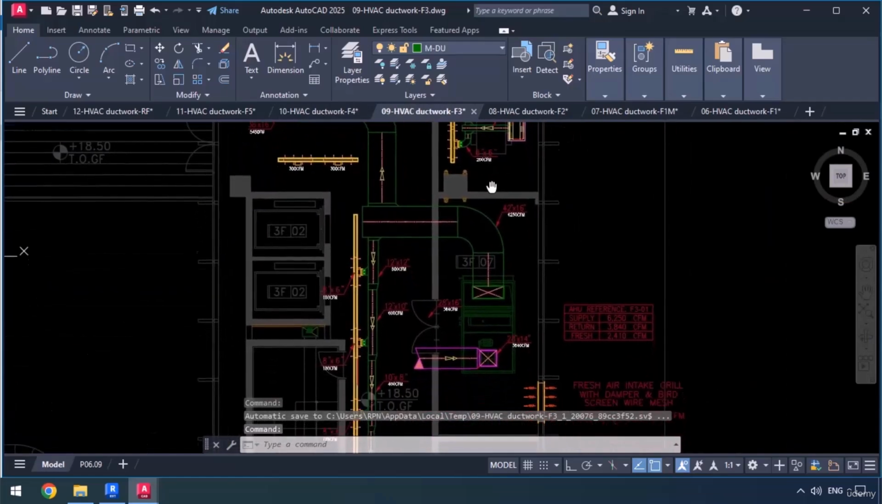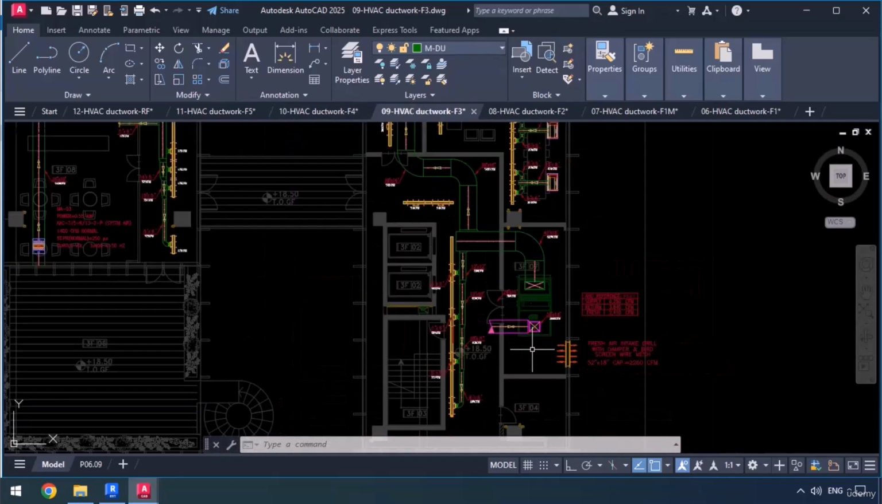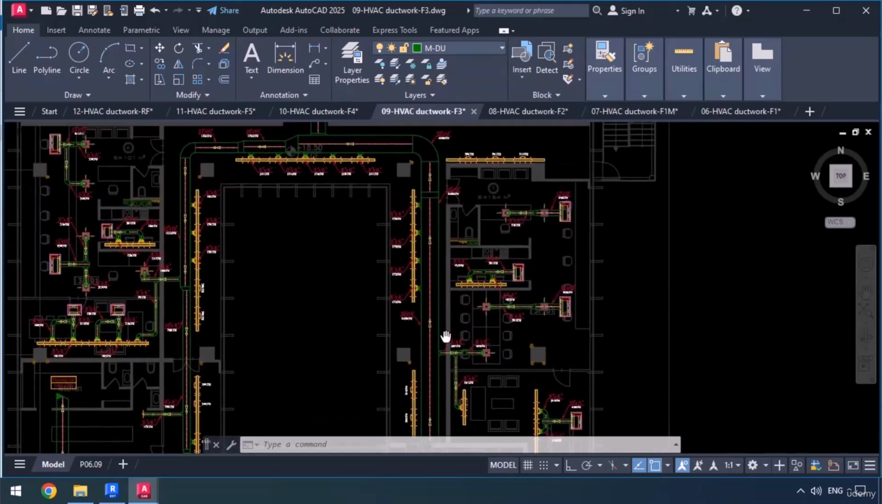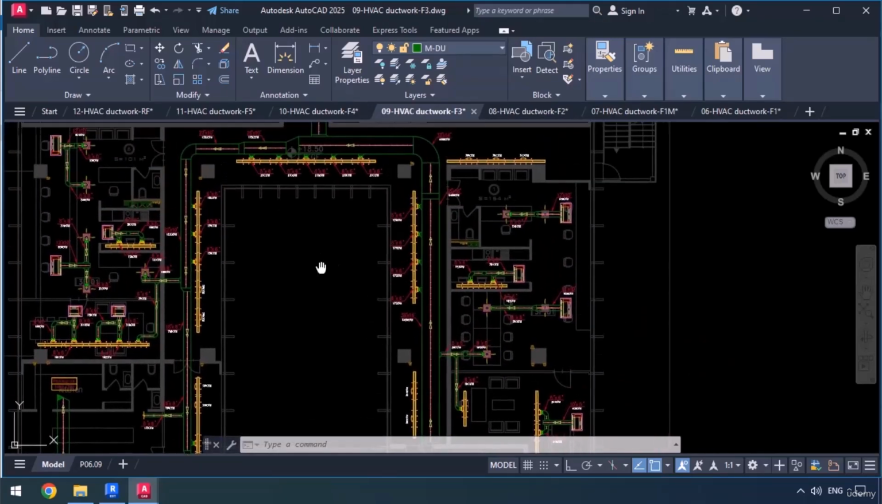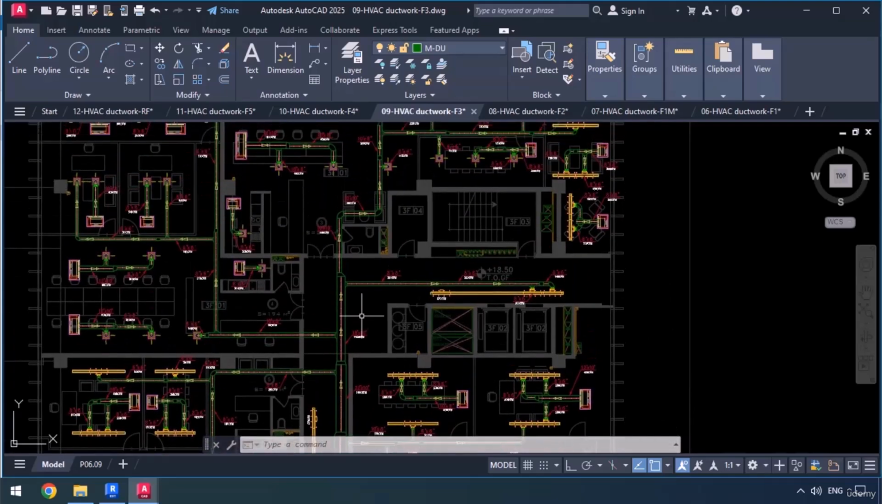And here we can see that this level has its own individual air handling unit. So basically, we've got all these air handling units in every level, and it's not like there's one single unit over at the roof that feeds the lower levels through a riser.